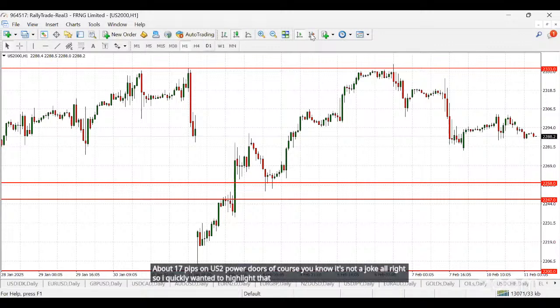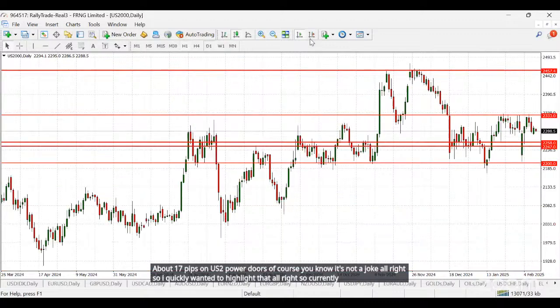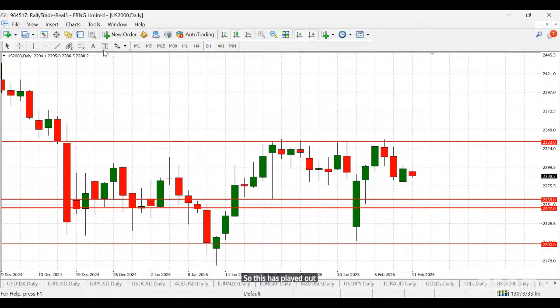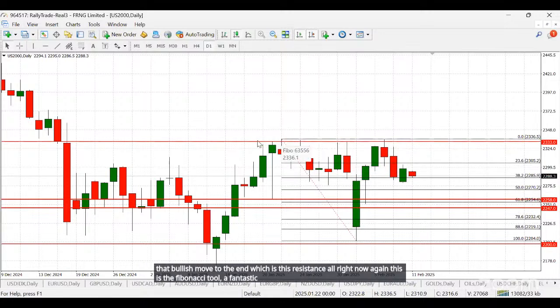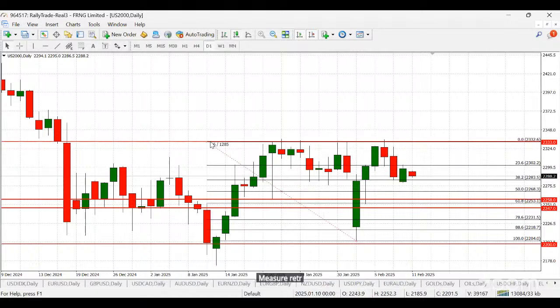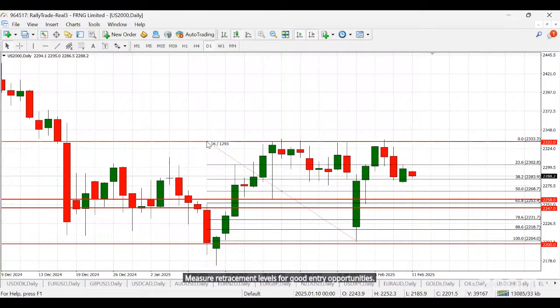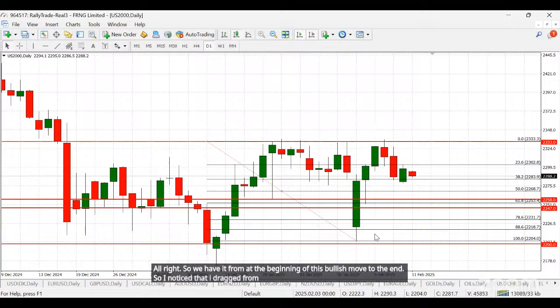All right, so currently for the same US 2000, this is what we now have. So this has played out. What we can do now is measure from the beginning of that bullish move to the end, which is this resistance. Now, again, this is the Fibonacci tool, a fantastic tool to measure retracement levels for good entry opportunities. So we have it from the beginning of this bullish move to the end. You will notice that I dragged from the low to this high.